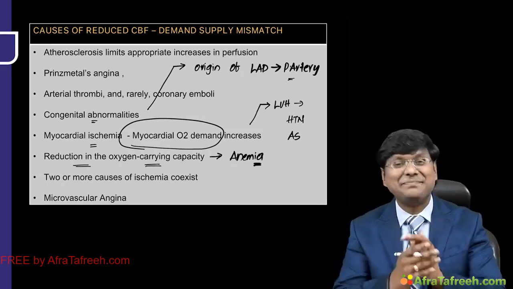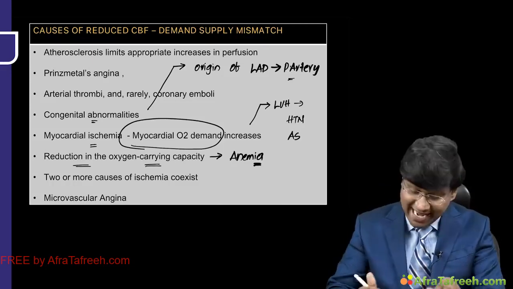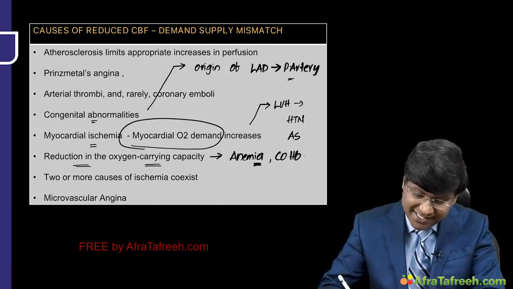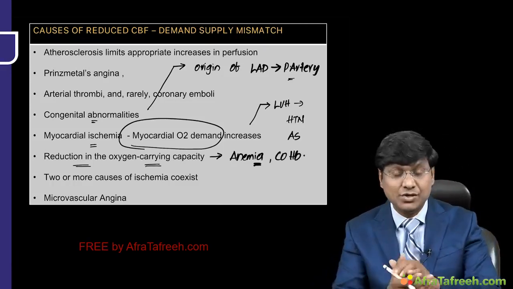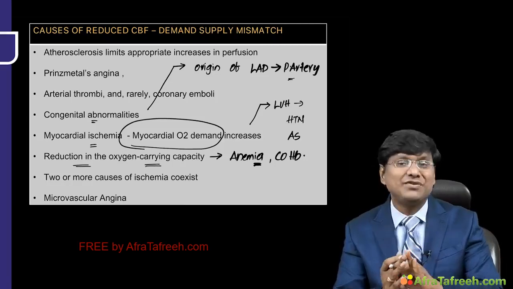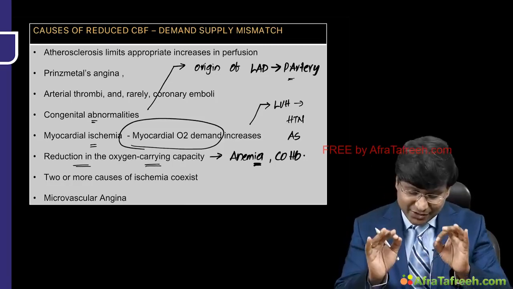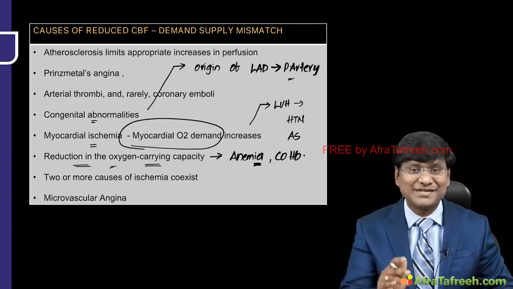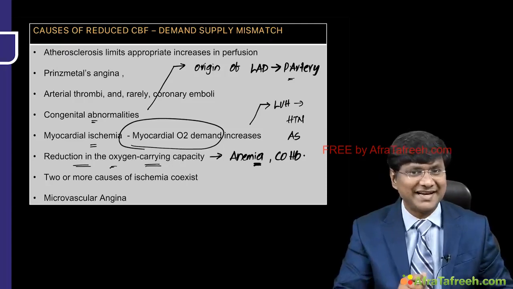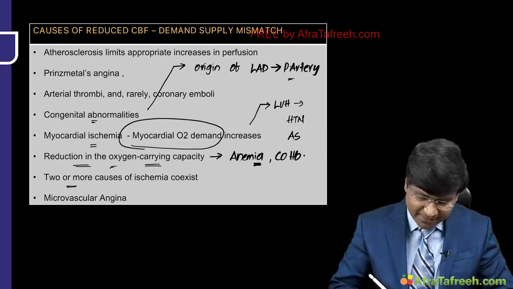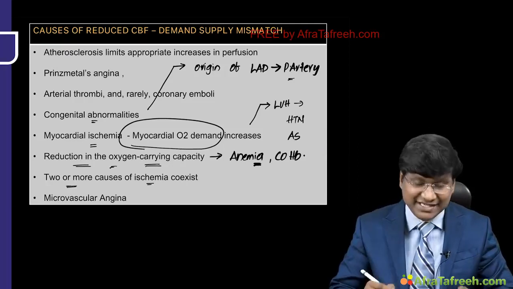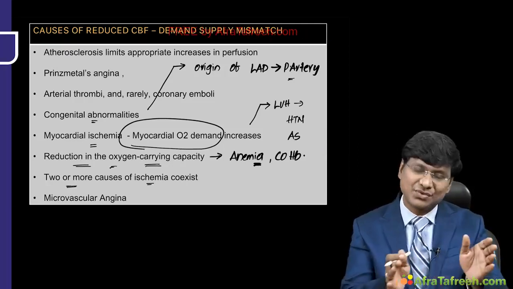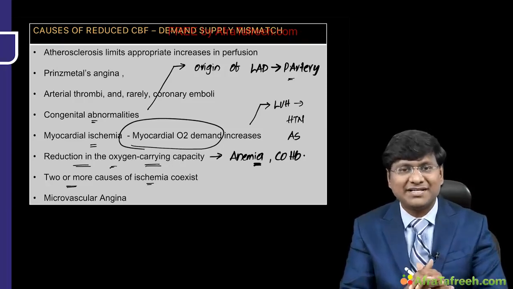That will occur in patients with severe anemia, and that will also occur in the presence of carboxyhemoglobin. So, severe anemia and the presence of carboxyhemoglobin. These are the two things which will reduce the oxygen carrying capacity, and that will cause myocardial ischemia, right? Next, apart from that, there are two or more causes of ischemia which can coexist. What are the coexisting conditions where there can be development of myocardial ischemia?